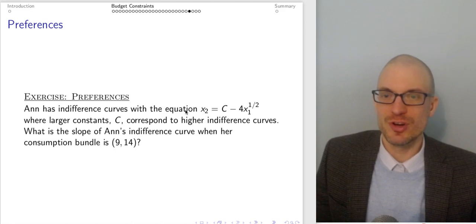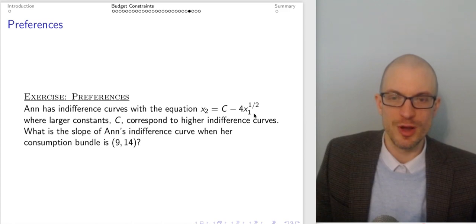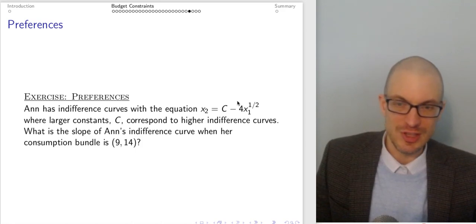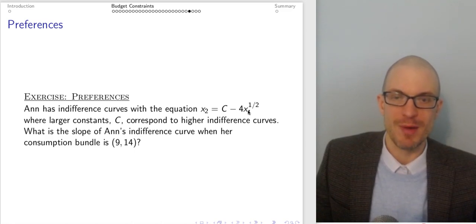All right, Ann has indifference curves with the following equation, where the larger constants correspond to higher indifference curves. What's the slope of Ann's indifference curve at this consumption bundle? Well, we just talked about this, the slope at a point. It's going to be a derivative, right? I should have written this out, and I know I'm going to screw it up if I try to type it out. So what you're going to want to do is take dx2/dx1, the derivative with respect to x1. To take this derivative, it's going to be 1/2. c is a constant with respect to differentiation, so that's gone. It's going to be 1/2 times a negative 4, which is minus 1/2. Reduce this power by 1, so it's going to be to the minus 1.